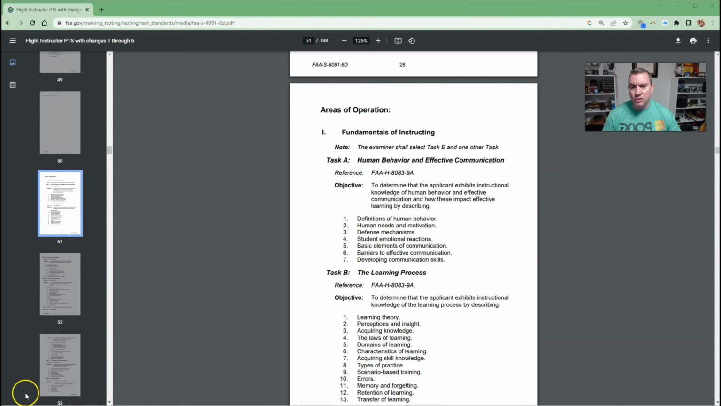So if I'm looking at this one part here, it says definitions of human behavior. Why is it important that you know the definition of human behavior as a flight instructor? Or human needs. Why is it important for you as a flight instructor to understand human needs and motivation? You want to be able to go down each one of these lines and explain to someone why it is important that you know this as an instructor, and probably have a little story to go along with it. Maybe something that happened to you as a student where you think this came into play, or how you expect to handle these things in the field as an active flight instructor.